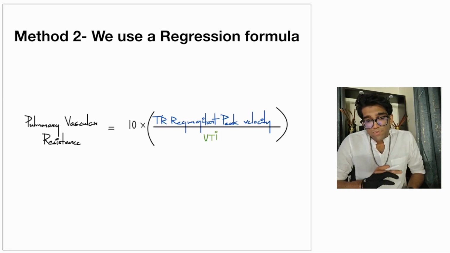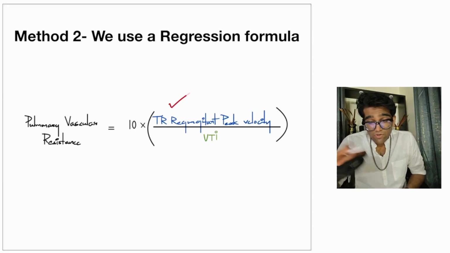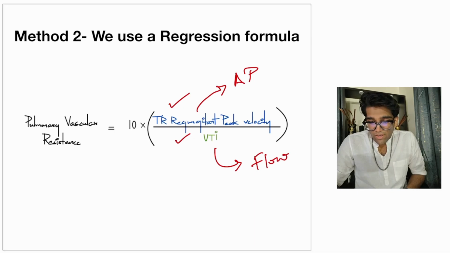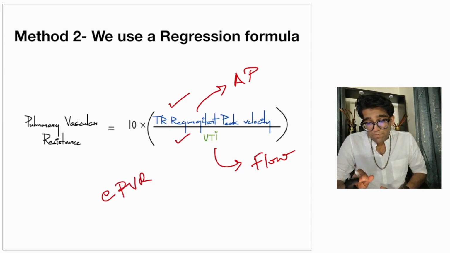The other option is to use a regression formula, which is if there is a tricuspid regurgitant peak velocity, instead of converting that into pulmonary artery systolic pressure, we just directly use the velocity and divide it by the velocity time integral. So this is a surrogate marker of the pressure gradient, and this is a surrogate marker of the flow. This is a pure regression formula, nothing else. It is just based on regression analysis. So this is the other method by which we can do it. Both methods give you an estimated pulmonary vascular resistance. This is not a very reliable method, and PVR should ideally be estimated using right heart catheterization.